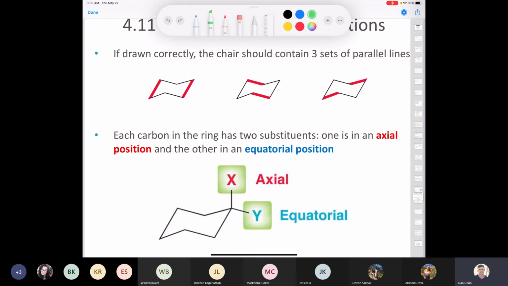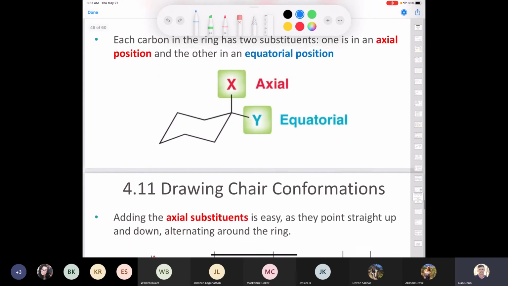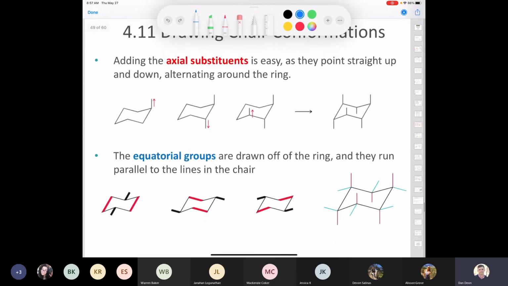Now, each carbon on the ring has 2 substituents, right? Why? Because if you look at this, this is a CH2, so there's 2 hydrogens. This is a CH2, right? So on and so forth. So we have 6 methylenes in cyclohexane, so there's 2 substituents on every carbon. But there's 2 positions. There's what we call an axial position and an equatorial position. So every carbon has an axial position and every carbon has an equatorial position.